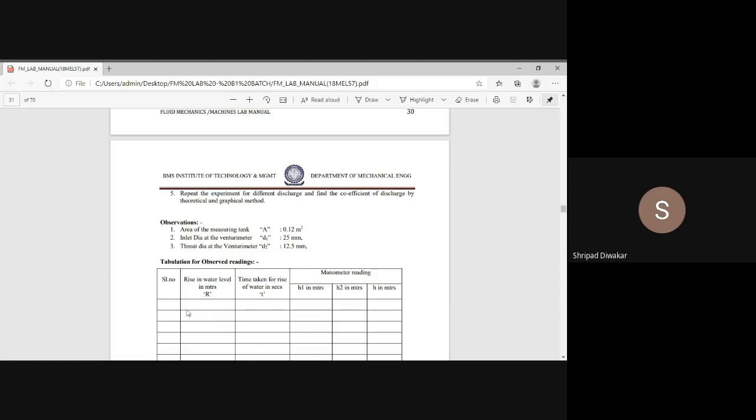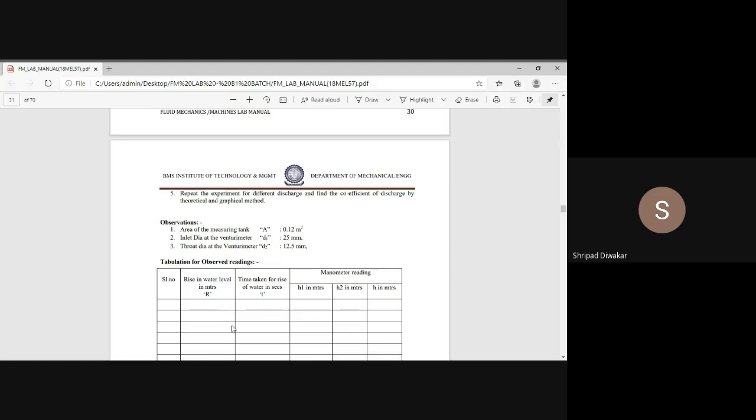Second set, note down. Same thing. Serial number 2. Rise of water level is 0.1 meter. Time taken is 32 seconds. First reading is 39, second reading is 32. First reading is minus 1.5 and 1.4. H is 2.9 because one is minus and one is plus. If both are minus, in that case you have to deduct. Second reading is 0.1 meter.